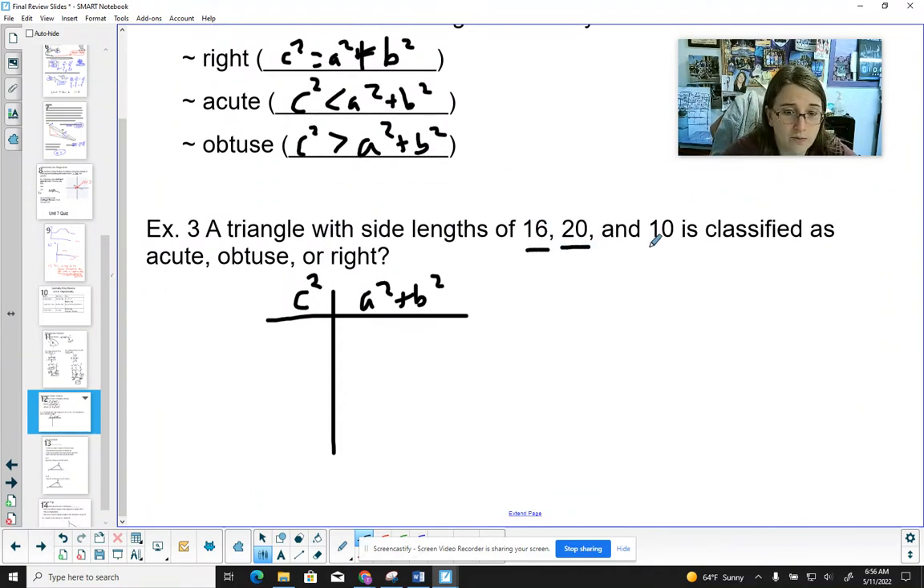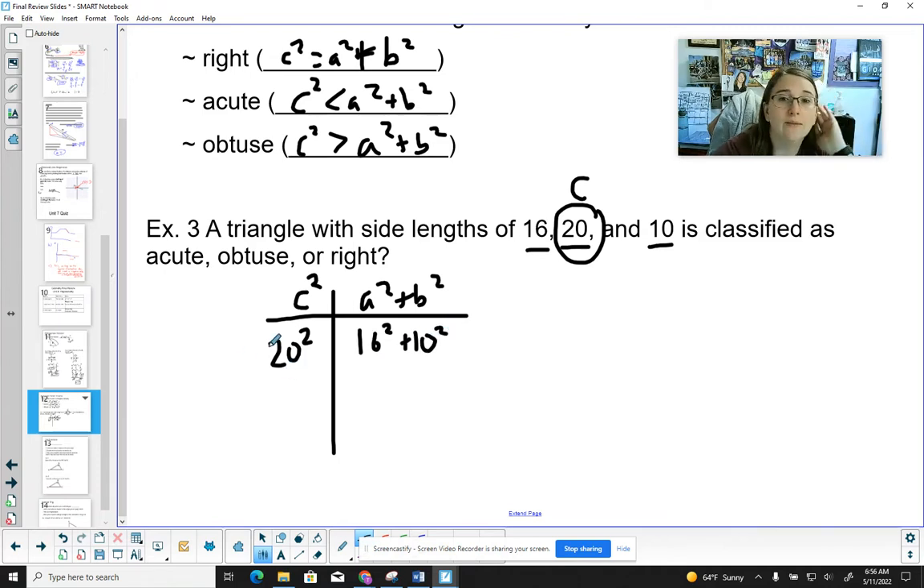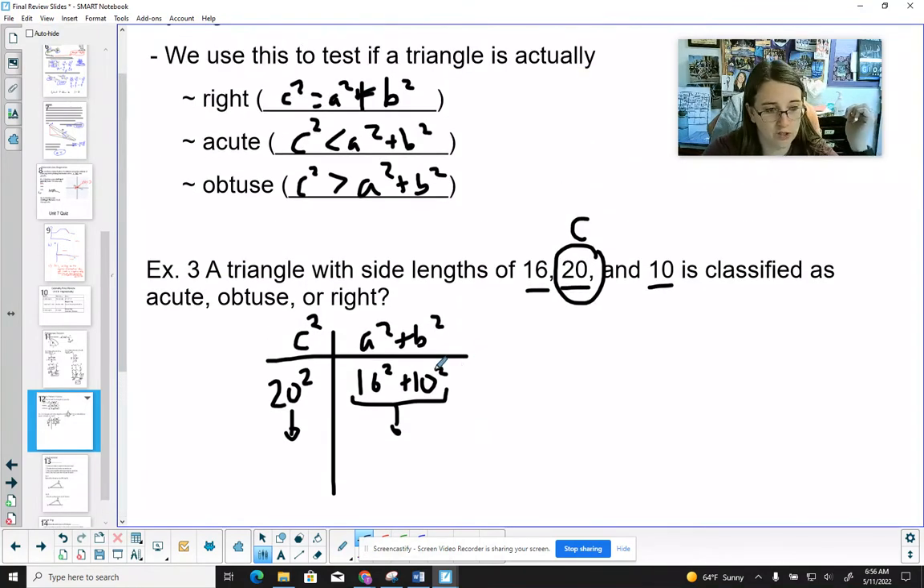I've got 3 numbers. One of them can be c. Which one of these, 16, 20, and 10, which of these is going in for the c position? 20, because it is the biggest side. So I'm going to go 20 squared. And then a and b again are just the other 2. I got 16 squared and I got 10 squared. So again, because we're verifying, we're not solving, all we do is we see what both of these sides equal. So go to your calculator, plug those both in.